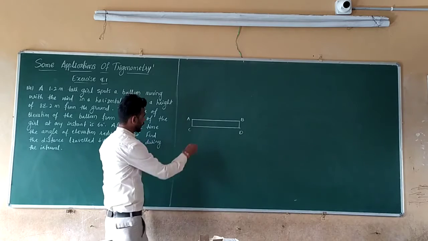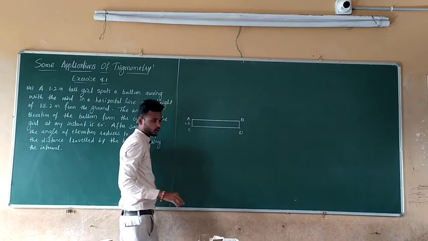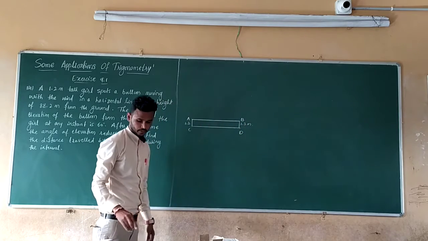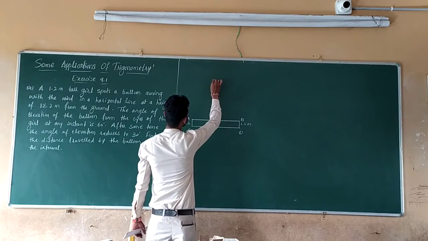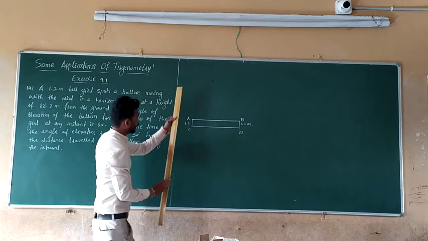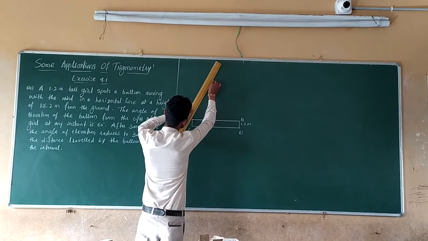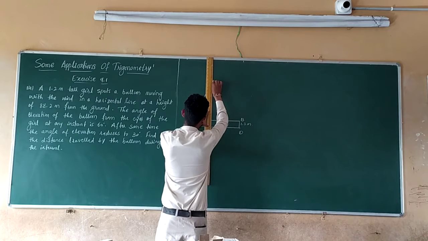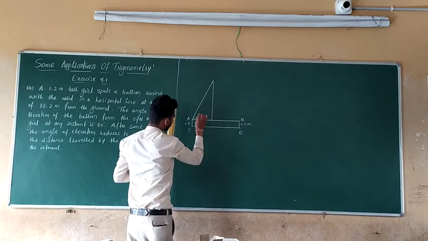Okay, here it is. AC is the height of the curve. How much? 1.2 meter, and this will also become 1.2 meter. So she spots a balloon somewhere, and the angle of elevation from her eyes is 60 degree.